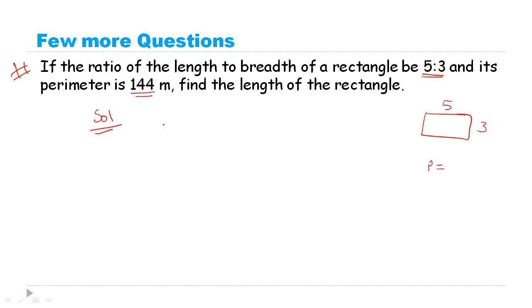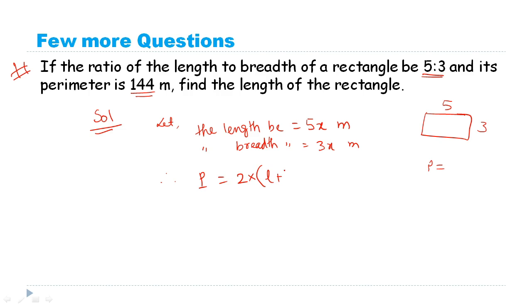Now, what is the process? Let the length be 5x meter. Since I told you that this is not actually 5, it is 5 times. So 5x. The breadth be 3x meter. 3 times, right? Therefore, perimeter will be what? Perimeter will be 2 into length plus breadth, right? L plus B. So the perimeter we have already been given as 144. So in the place of perimeter, we can write 144. 2 into length was 5x and breadth was 3x.